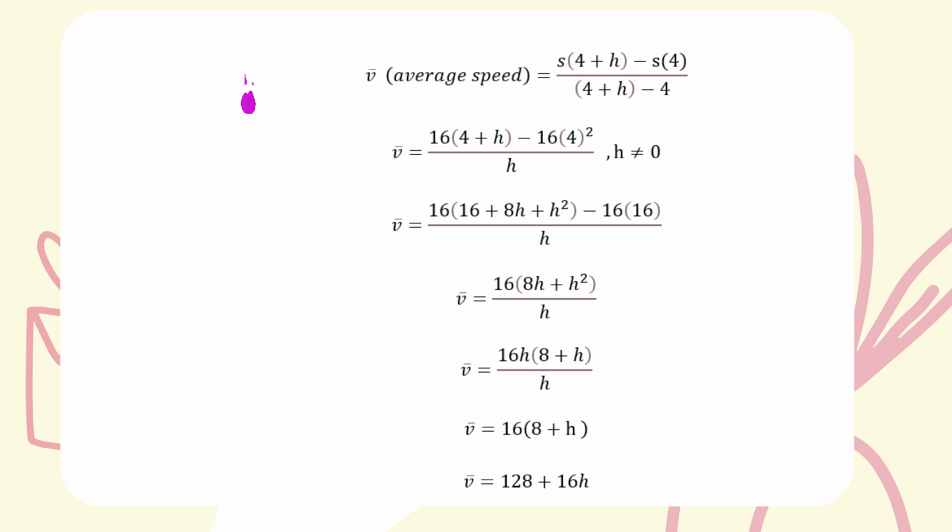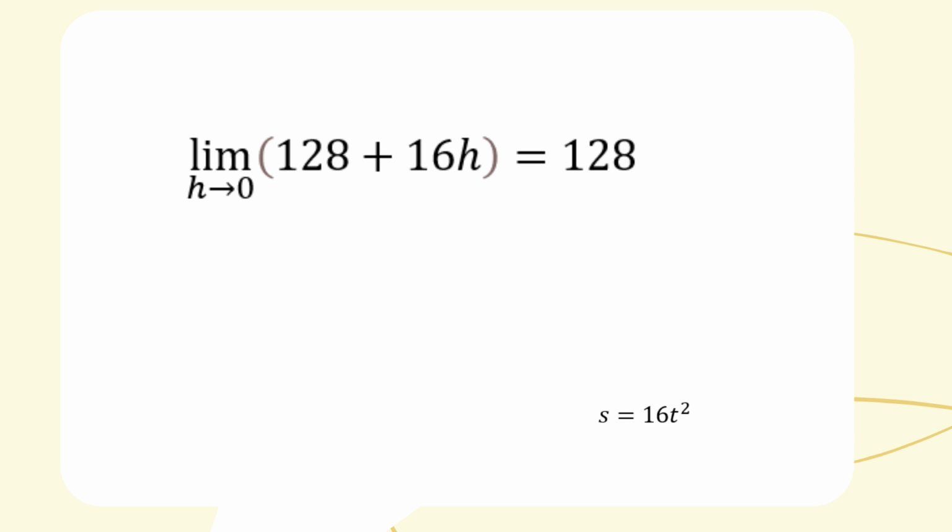So the instantaneous speed when t equals 4 is defined as the limiting value of the average speed over shorter and shorter intervals. 128 is the limiting value of the average velocities as h approaches 0. Thus, instantaneous speed is the limiting value of the average speeds. The instantaneous speed of the ball falling at t equal to 4 is 128 feet per second.